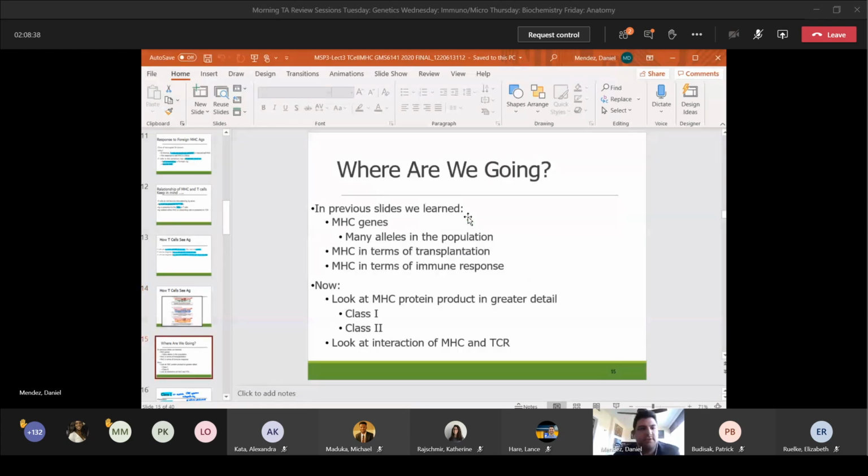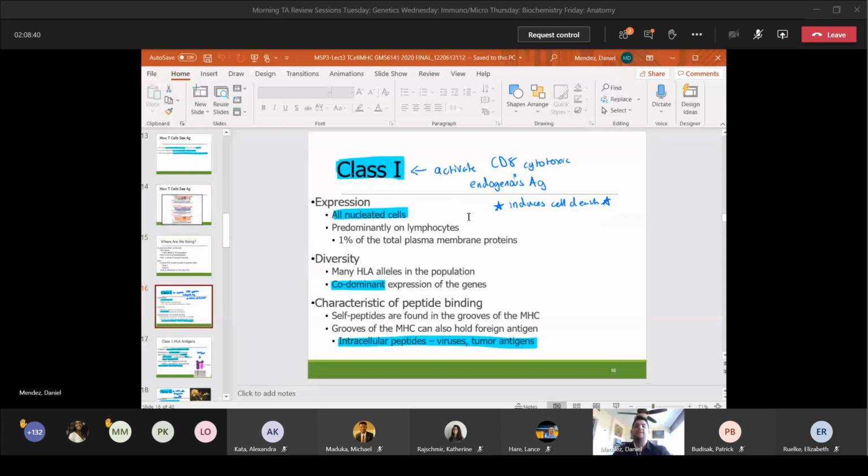So this is her idea of where we're going. So here we actually get into the different classes. I've written on here easy ways to remember this. So class 1. Class 1 is expressed on all nucleated cells. So every single cell, excluding red blood cells, has MHC class 1 on its cell surface. The reason for this is because class 1 is for endogenous antigens, so antigens from the inside of the cell. So this is going to be things like viruses or cancer.